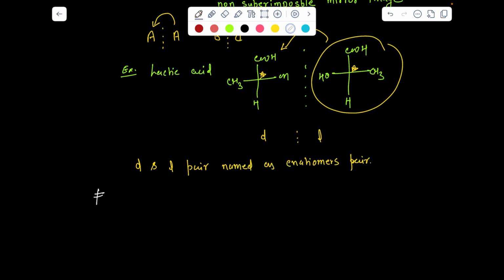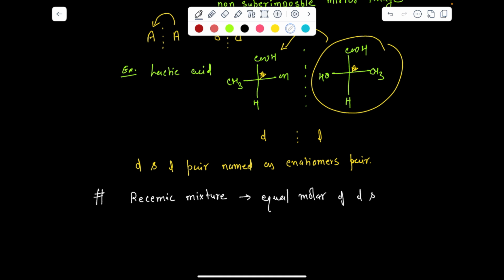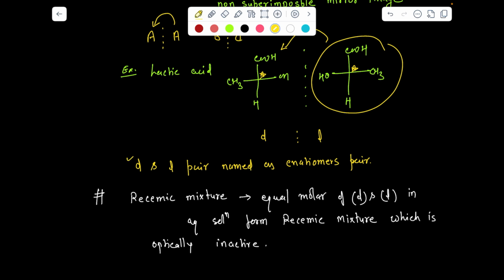Here the very special point we have to add is the racemic mixture. A racemic mixture means equal moles of dextro and levo mixed together in solution, which is optically inactive. Taken separately, dextro and levo are considered an enantiomer pair. But if you take equal molar concentrations of dextro and levo in solution, the dextro rotation gets neutralized by the levo rotation, forming the racemic mixture, which is optically inactive.